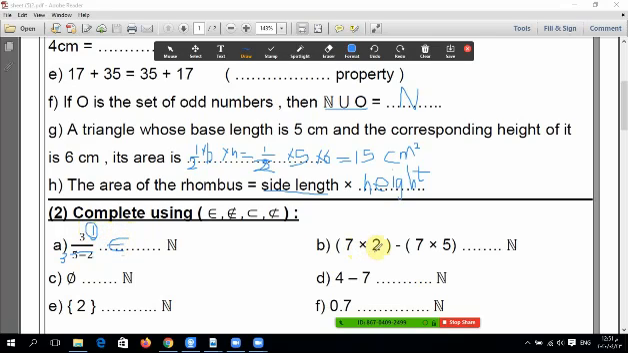7 times 2 minus 7 times 5. Ibrahim, you have to make the brackets first. Okay, 7 times 2 equals 14, minus 7 times 5, which equals 35. So 14 minus 35.